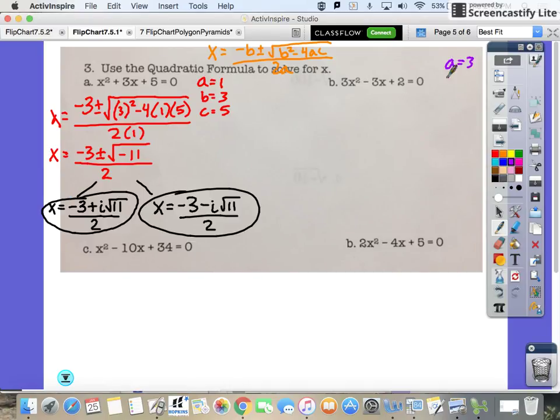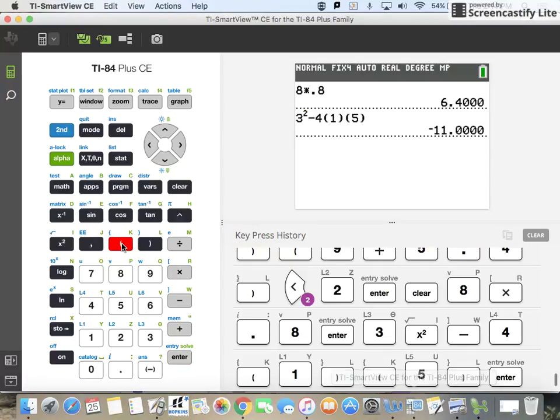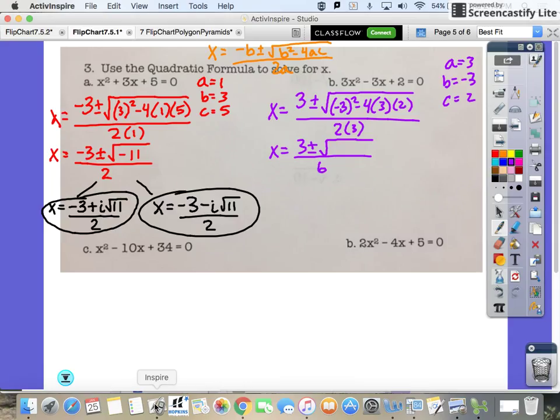Okay, the next one. a is 3, b is negative 3, and c is 2. So we'll plug in our formula. x is equal to opposite b plus or minus the square root of b squared minus 4ac, all over 2a. I'm going to type in the square root and see what that's worth. So we've got negative 3 squared minus 4 times 3 times 2, which is negative 15. Okay, so this is another imaginary number. I'm going to split this. We're going to get x equals 3 plus i root 15 over 6, and then x equals 3 minus i root 15 over 6.